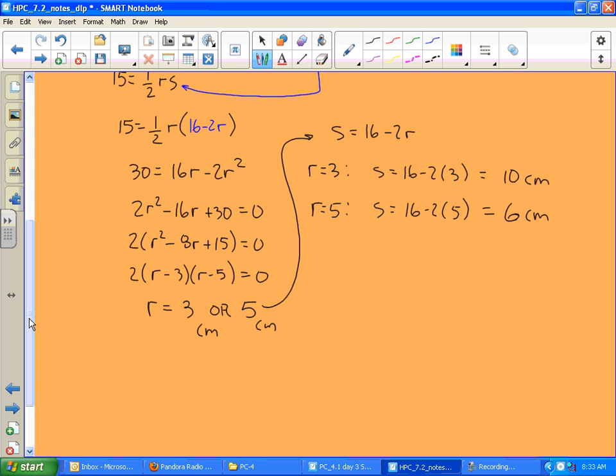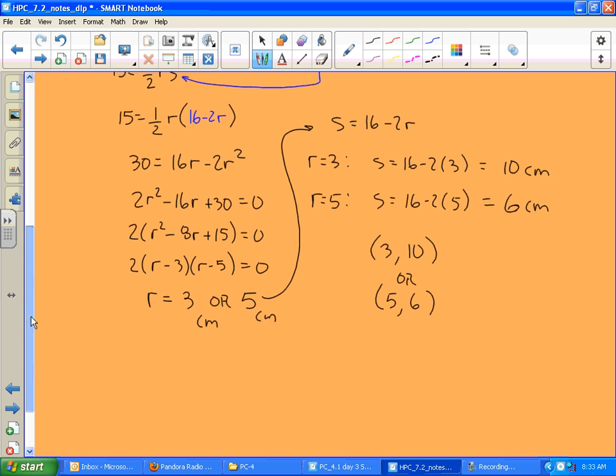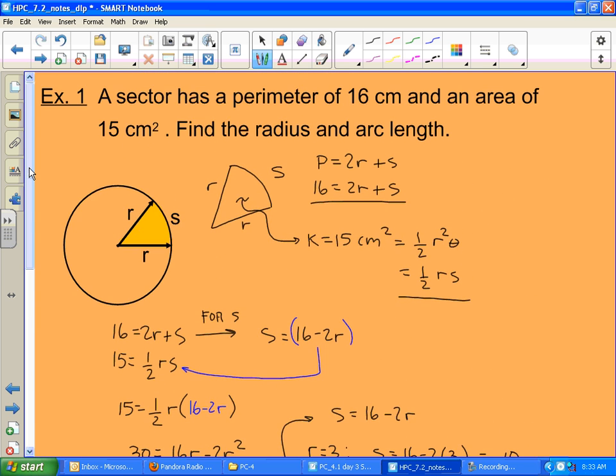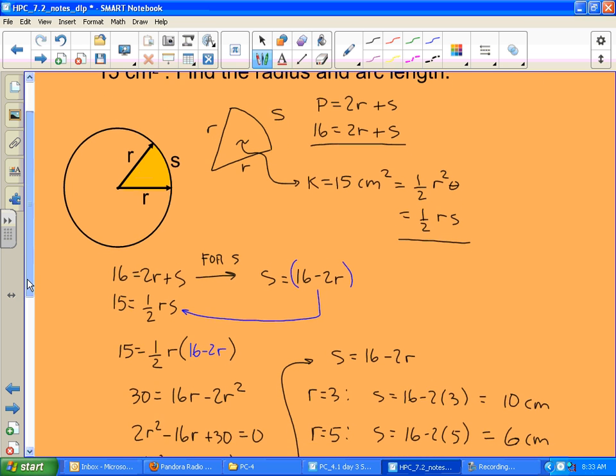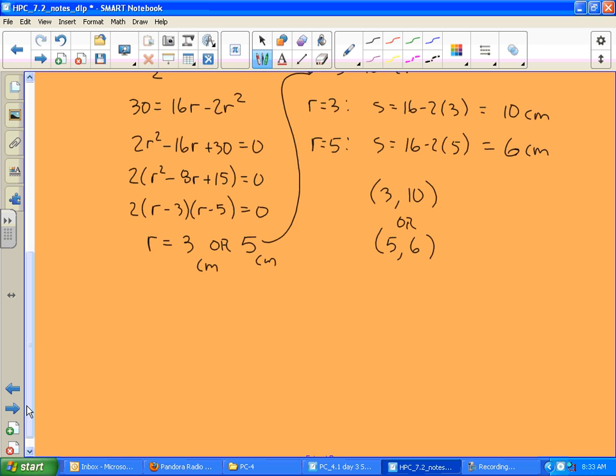We have, for an R value of 3 centimeters, we would create an arc length of 10 centimeters. We could also have a radius of 5 creating an arc length of 6. So there's our relationship there between what R and S could be for that given sector. All right.